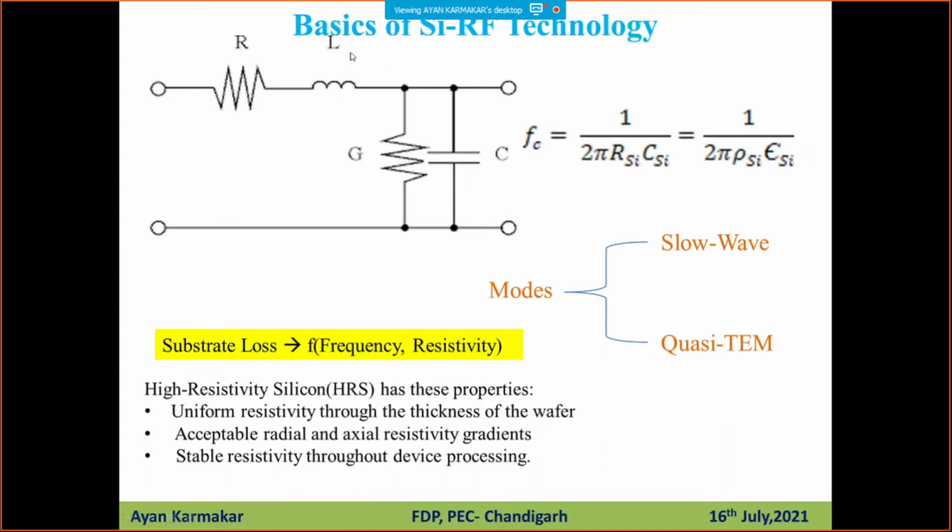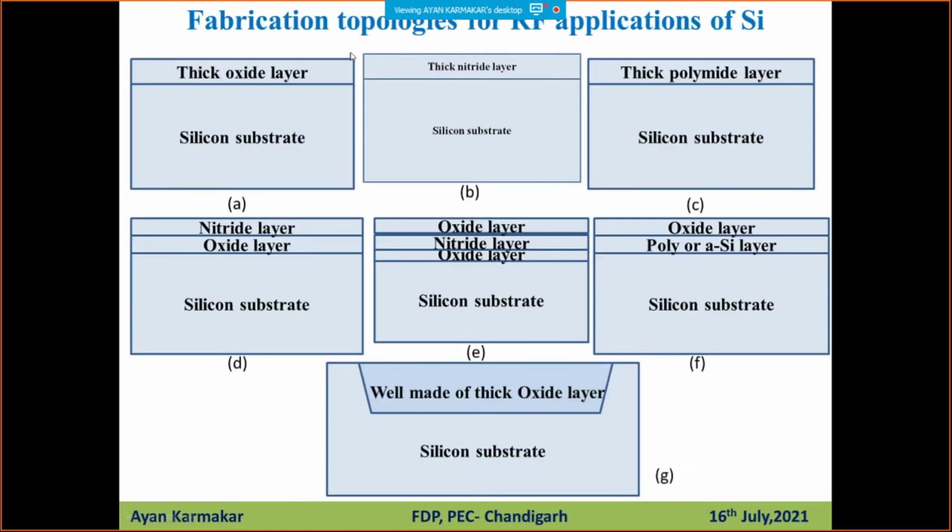Now, what are the different fabrication topologies around the globe that are going on if you readily want to use the CMOS grade silicons? So people used to offer generally.